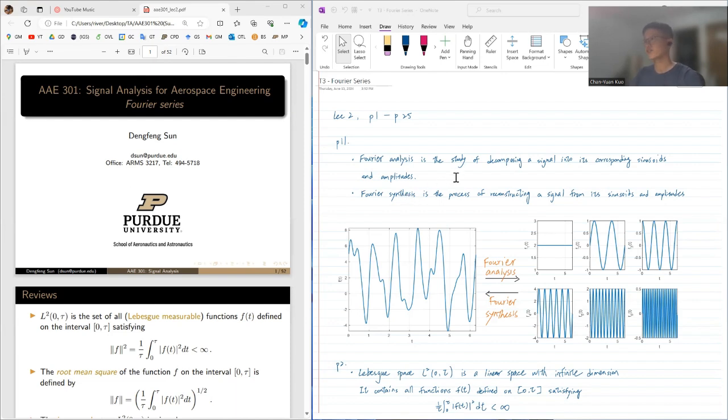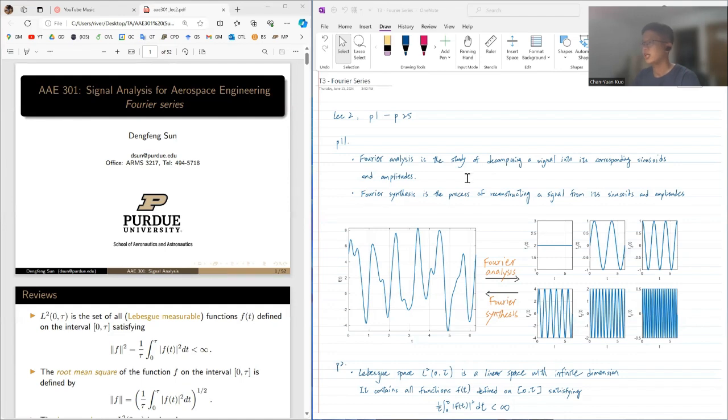First of all, what is Fourier analysis and what is Fourier synthesis? Fourier analysis is the study of decomposing the signal into its corresponding sinusoids and amplitudes. And Fourier synthesis is the process of reconstructing the signal from its sinusoids and amplitudes.